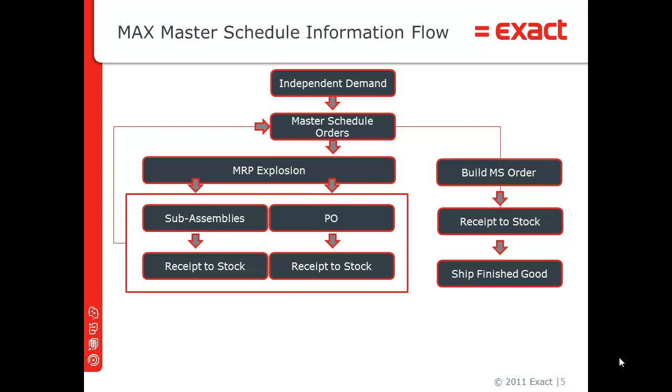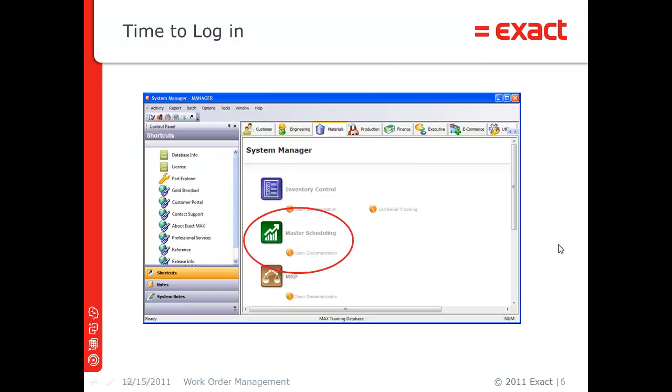Those orders are released, they're received, and then flow back up to the next level to fulfill the level below the master schedule. As you can see on the right, you then build master scheduled orders, receive them to stock, and then ship them. Alright, so let's log into the module and see how this all works.